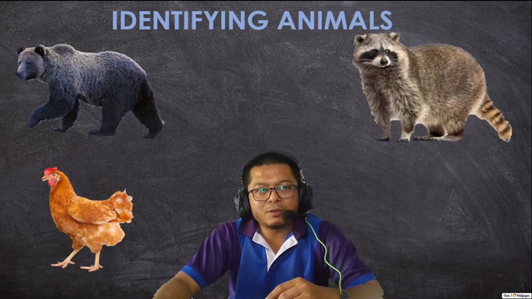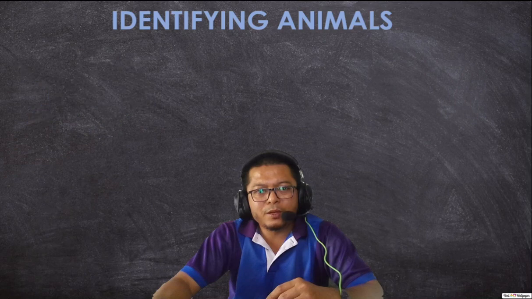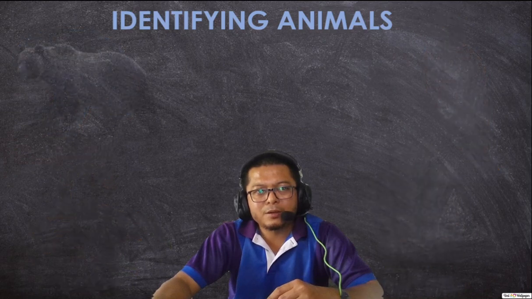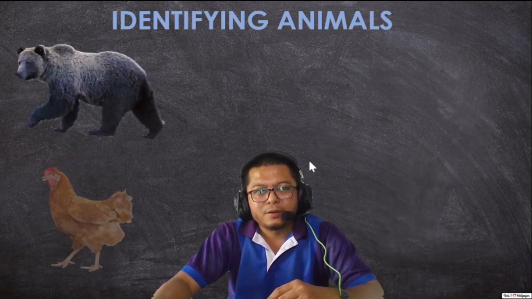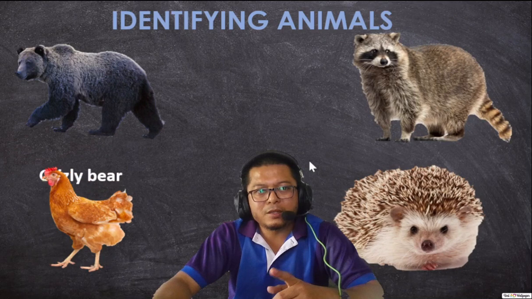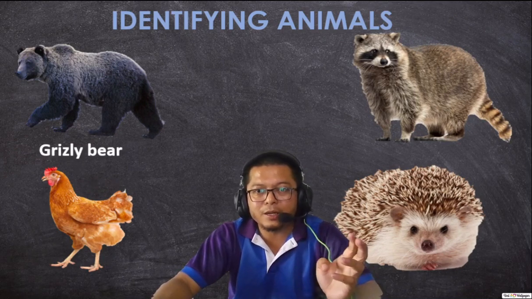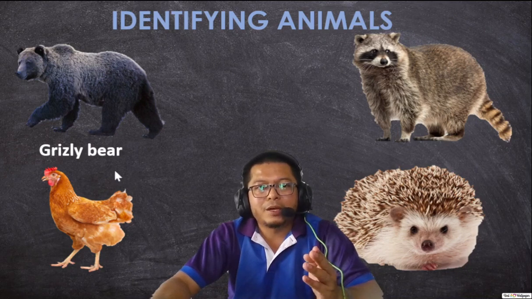There are four more types of animal. Wait. This is a polar bear. Polar bear has white color, but this one is different. Let's take a look. This is a grizzly bear. Just now it was white colored, so it's a polar bear. And this one is grizzly bear.